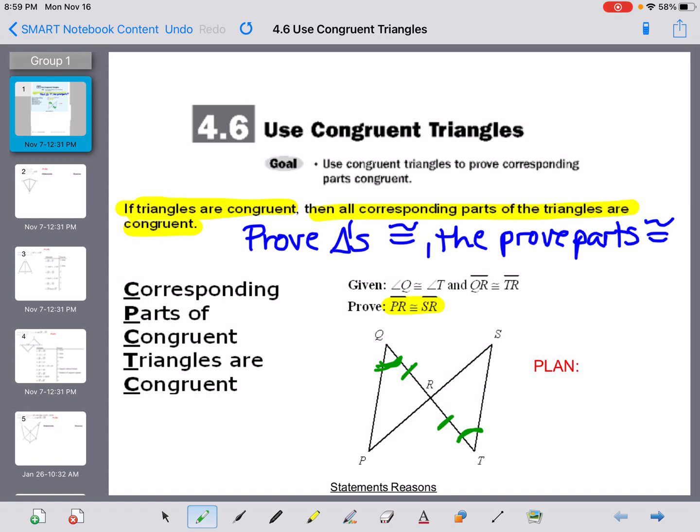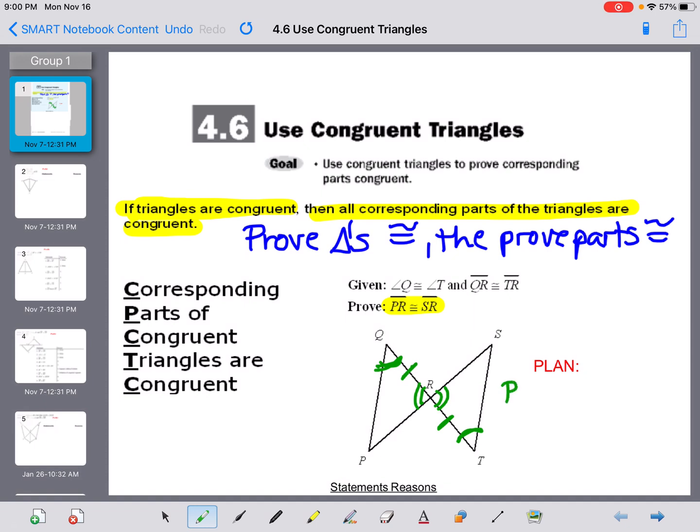And then, as always, I ask you, is there something else we can mark? Think about the things we often mark. Are there any shared sides? Are there any vertical angles? Are there any parallel lines which make some angles? Is there any vocab that we can mark? Those are the things we're looking for. Is there something I can mark? All right, I agree with you. There are some vertical angles there, right? So we mark those vertical angles. Is that enough with what we marked to prove those triangles congruent? I would say yes, there's enough.